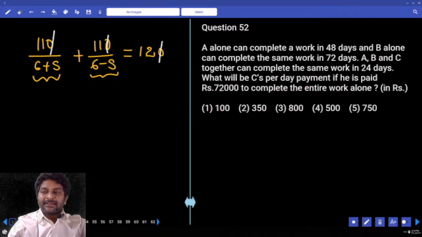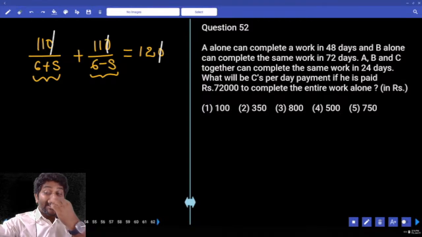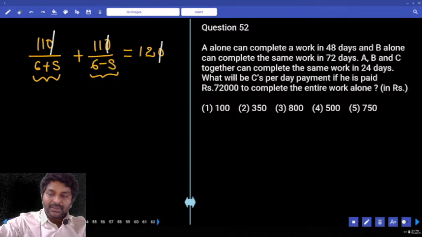A alone can complete a work in 48 days. B alone can complete the same work in 72 days. A, B, C together can complete the same work in 24 days. What will be C's per day payment if he is paid 72,000 to complete the entire work alone? Okay.